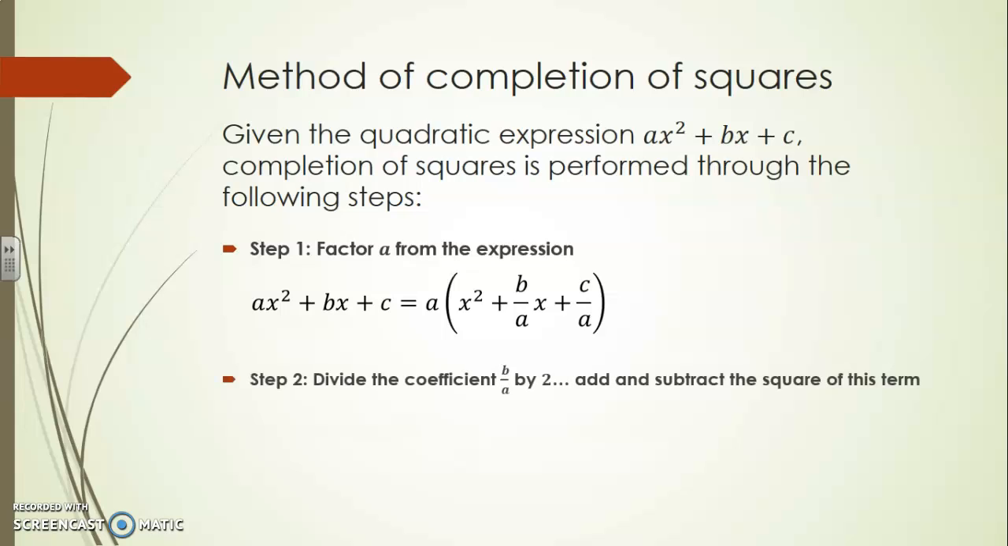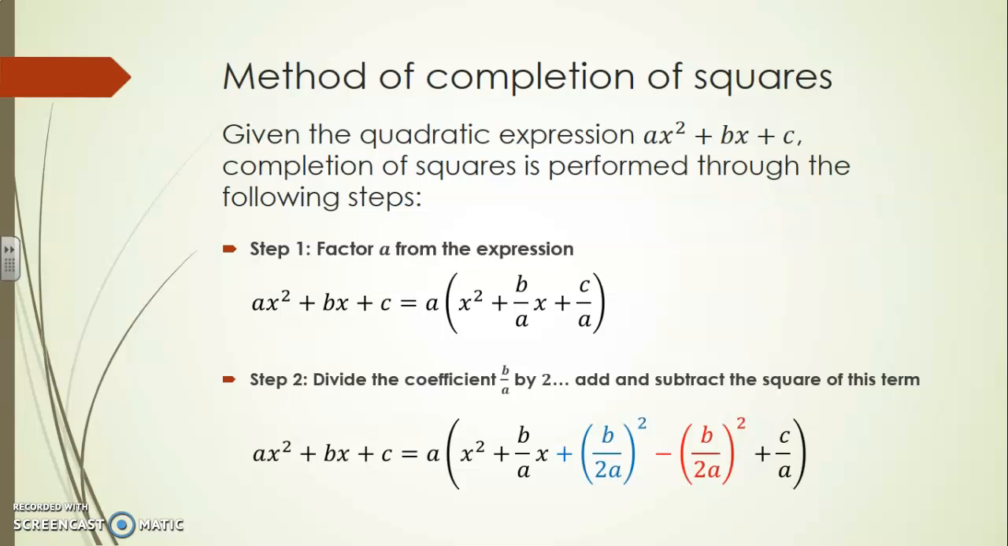Step 2, divide the coefficient b over a by 2. Add and subtract the square of this term. So b over a divided by 2 is b over 2a, and we're going to add the square value of this term and subtract it right away, as you see in the blue and red terms, as to not change the overall value of the expression we started off with.